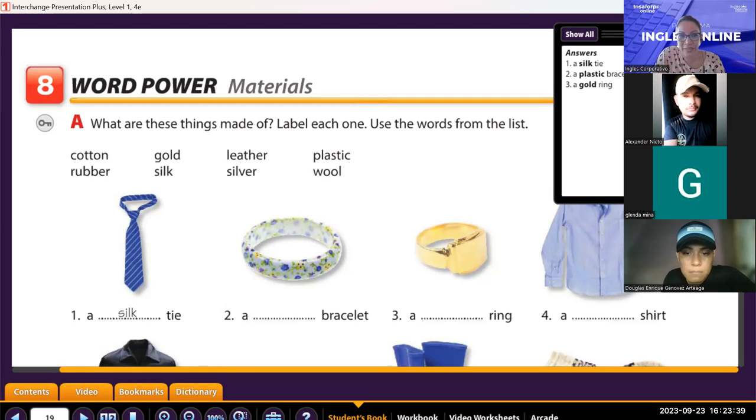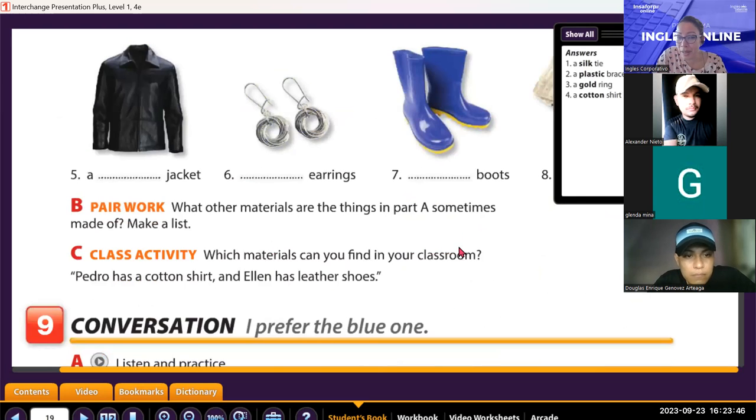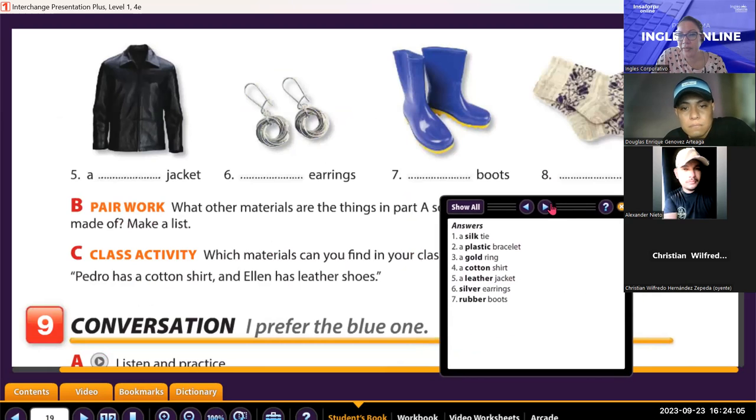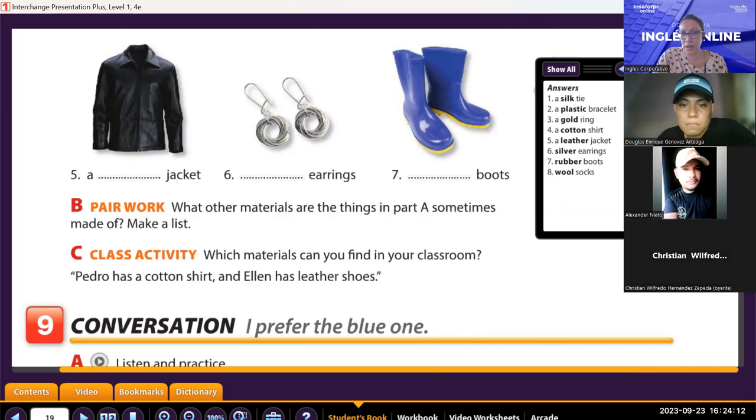Four? A cotton shirt. Excellent. A cotton shirt. And number five. A leather jacket. Good. A leather jacket. That's correct. Number six. Silver earrings. Excellent. And number seven. Rubber boots. Rubber boots. Yes. And finally, eight. A wool sock. Wool socks.